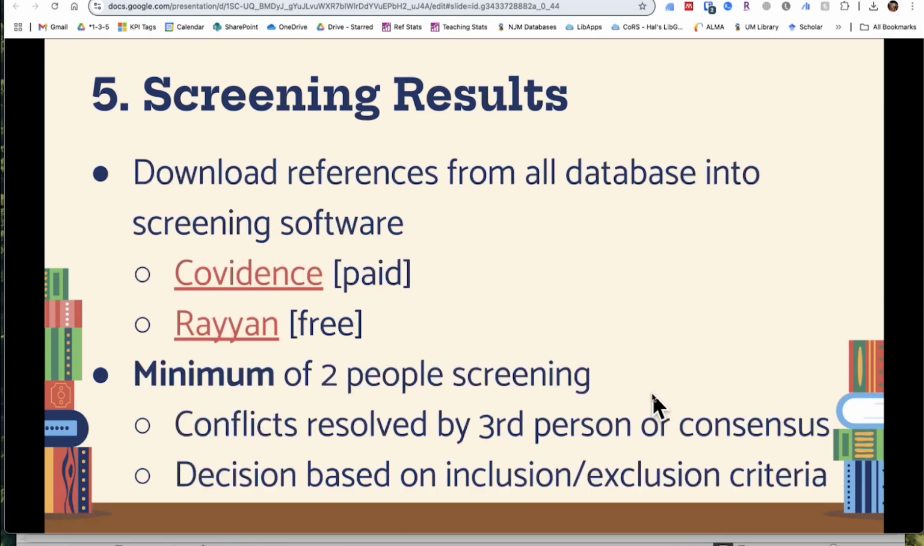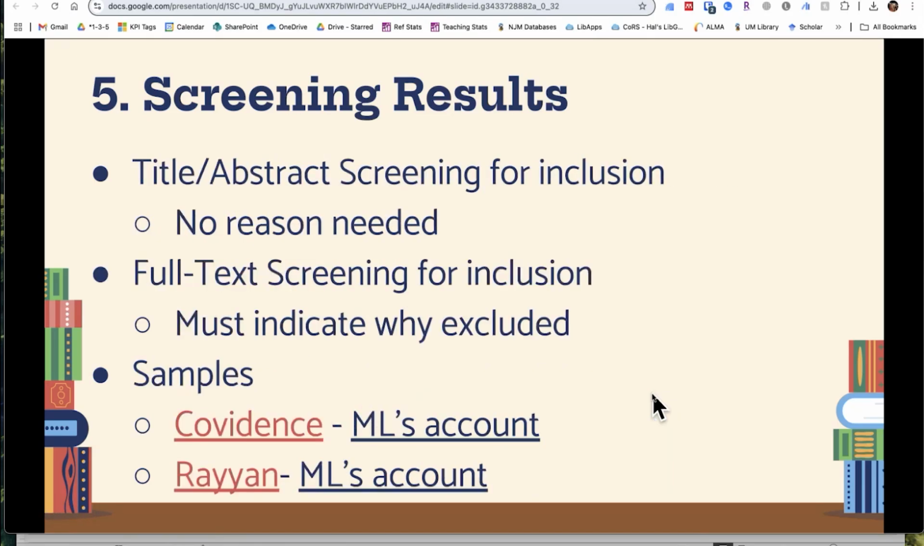Oh yeah. So when you put all your references into a program like Rayyan, you do two rounds of screening. The first is you just screen the title and the abstract. So you're doing a quick read to decide whether to include or exclude. You have to have at least two reviewers.